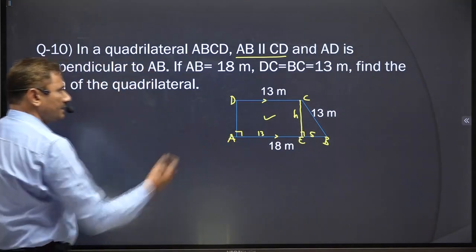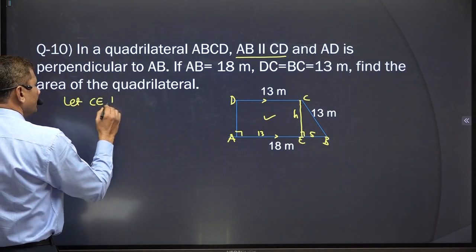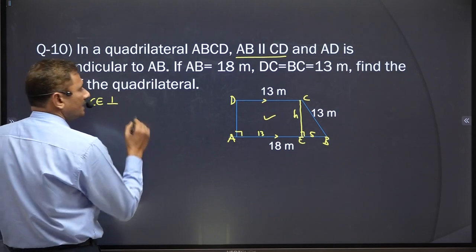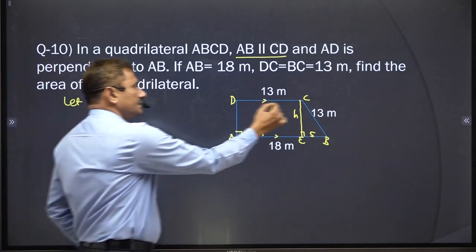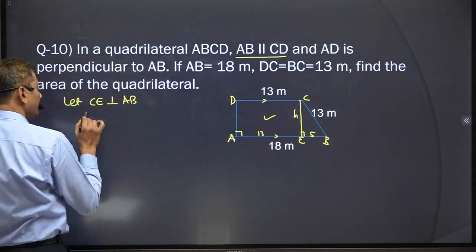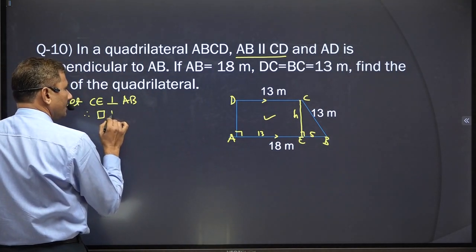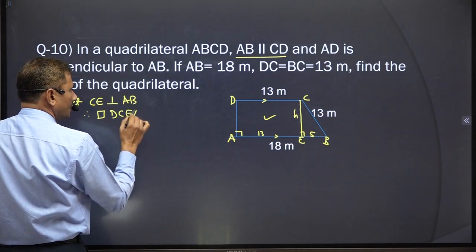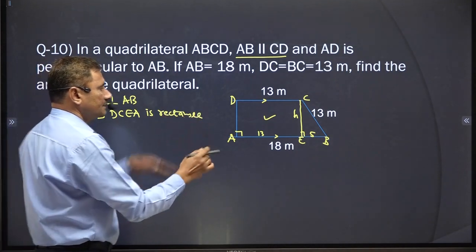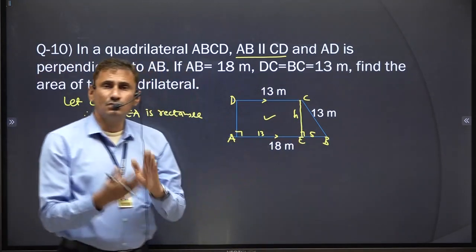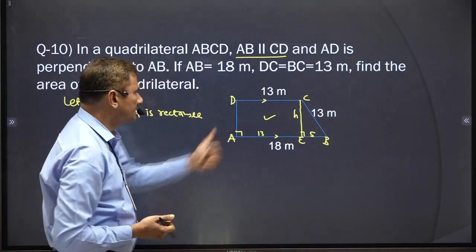So first of all, let us construct it extra. So let CE be perpendicular to AB. This is the sign of perpendicular. So what happens? This is a rectangle. So therefore quadrilateral DCEA is a rectangle. Why rectangle? Because these are two horizontal lines, these are two vertical lines. Two horizontal and two vertical lines always form a rectangle.